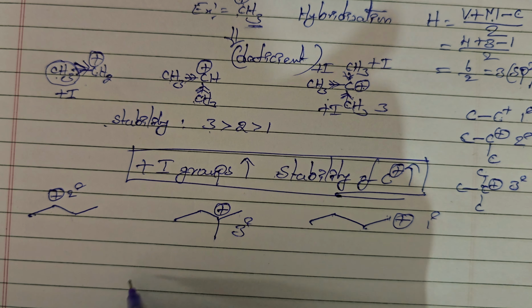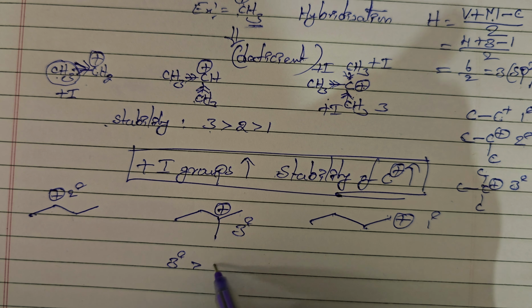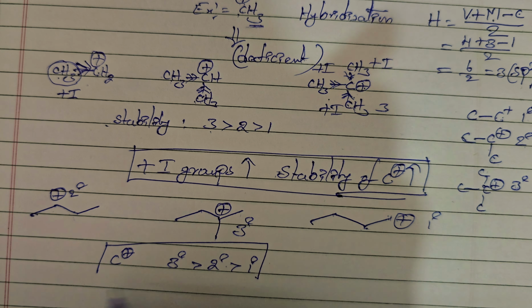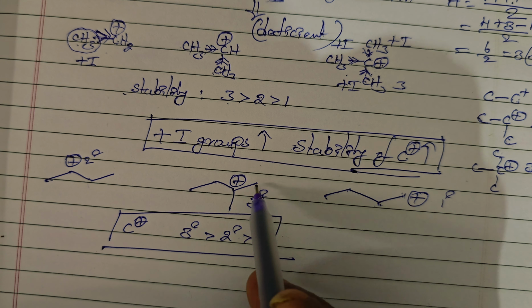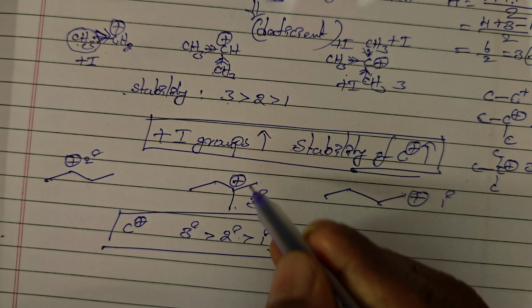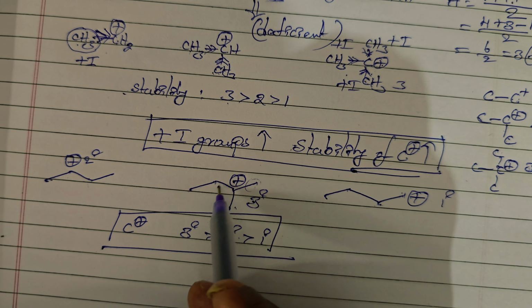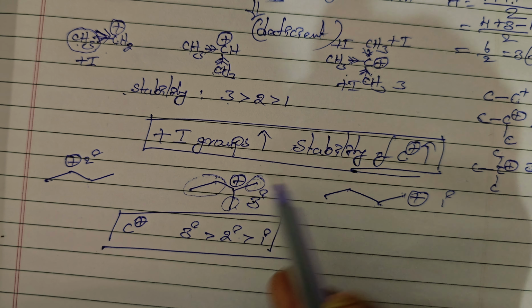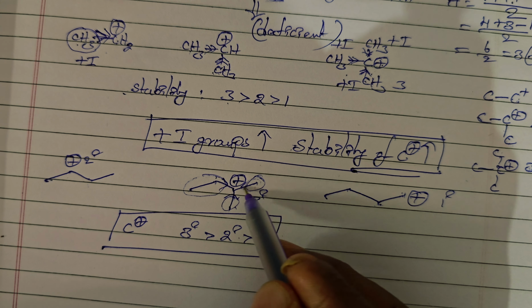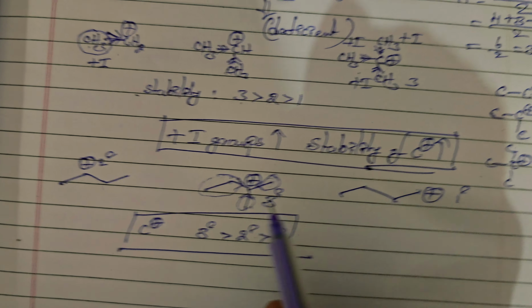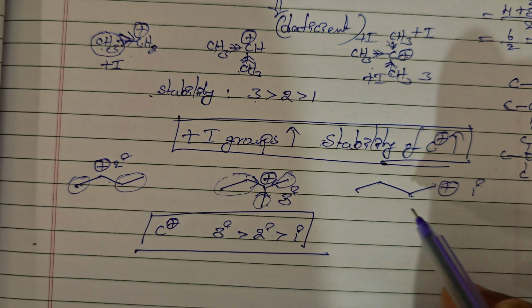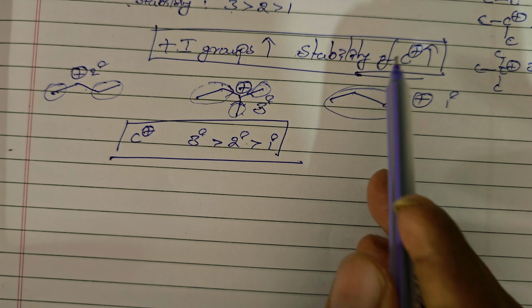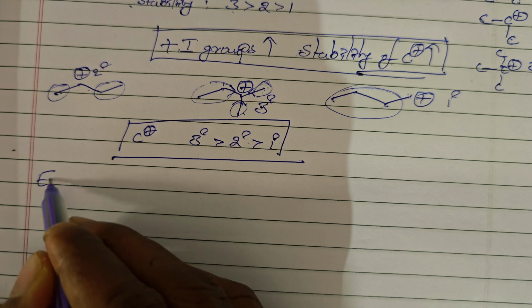So the carbocation stability order is 3 degree, then 2 degree, then 1 degree, because the 3 degree carbon is connected with 3 alkyl groups. Pushing nature is more: here an alkyl group, here an alkyl group, here an alkyl group. Because of this pushing nature, the electron deficiency at the carbocation decreases. Here two pushing groups, here one pushing group. So as plus I groups increase, carbocation stability increases. Another application.